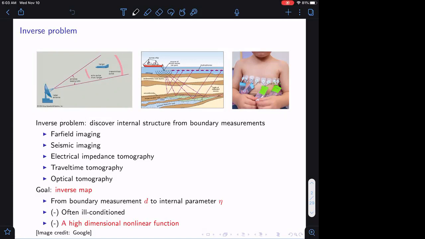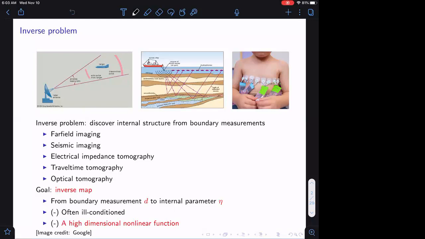And finally, on the right-hand side, you have the picture of a medical imaging device where, around the chest of a kid, one places certain electrodes to apply different profiles of voltages, and by measuring the current, you'll be able to understand whether the child is healthy or not. So there are a lot of inverse problems. Here I just listed a few: far-field imaging, seismic imaging, electric impedance tomography, travel time tomography, and optical tomography.